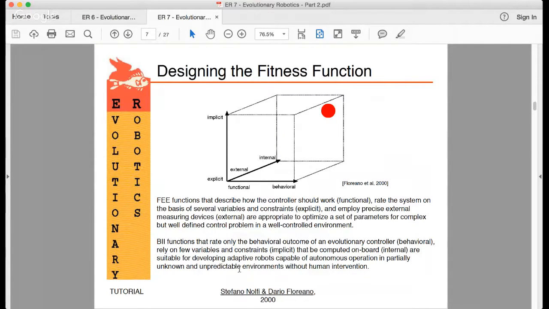So the third dimension, which is external internal, or the Z dimension, as you can see here, the Z axis, indicates whether the variables and constraints included in the fitness function are computed using information available to the evolving agent. An example of an external fitness function might take into account the distance between the robot and its goal. That is an external variable because it cannot be computed using the information coming from the sensors of the robot.